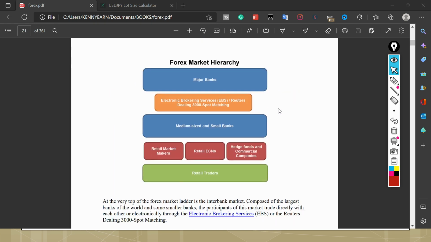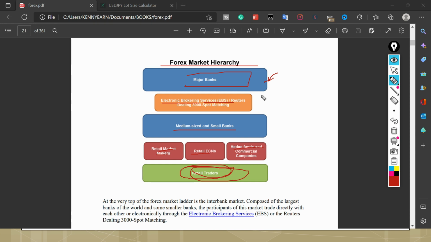All right, this one too is important. So you need to know the forex market hierarchy, the people that are involved in this market: the major banks, the electronic brokering services, the medium-sized small banks, the retail market makers, retail ECN, hedge funds, and these are us, the retail traders. This is where we are. So these are the big players in the market, the major banks and the central banks.